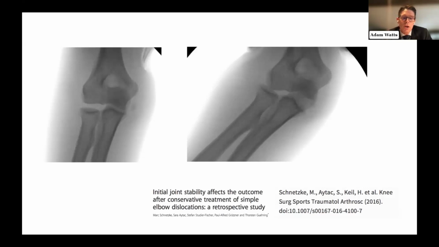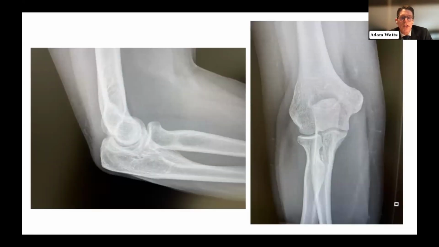It would be really helpful if those doing the reduction had some understanding about simple elbow dislocations and the work of Schnetzke's group to assess the stability of the elbow at the time of reduction, because actually that's when we can get the most useful information. Schnetzke showed that if you have more than 10 degrees of gapping either on the medial or the lateral side, then there's an 8-fold increase of recurrent instability, and therefore there may be an argument for earlier surgical intervention in those patients.